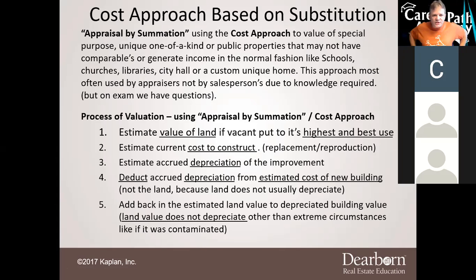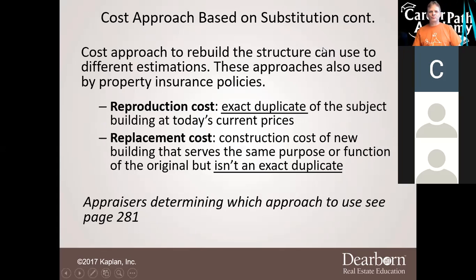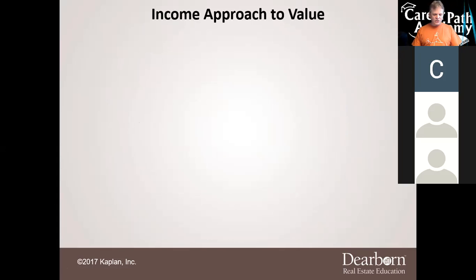Now go to page 282. We're going to go over the income approach to value. Let's highlight the first sentence: the income approach is also known as the capitalization approach to value, and it's based on the present worth of the future rights that property has to income. And through this bulleted list, they give you a way to calculate that.